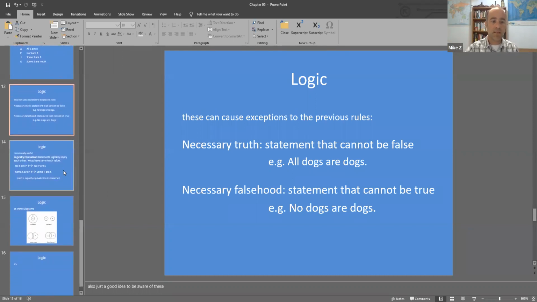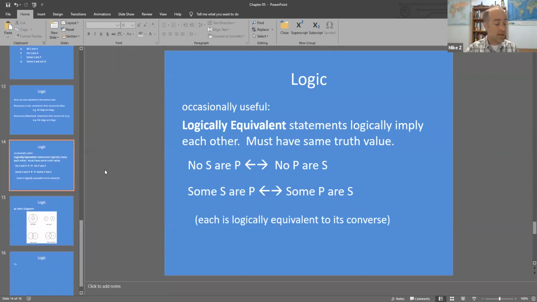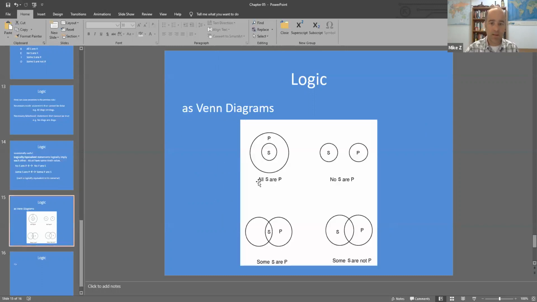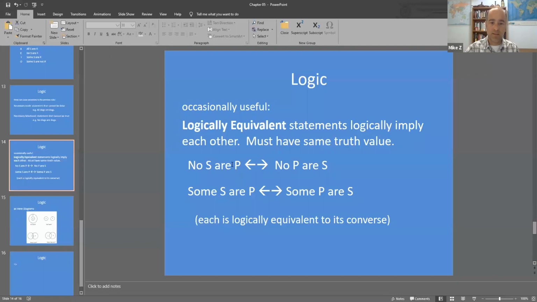Here's another concept to mention that is important to know about: logical equivalence. This is when we have 2 statements that logically imply each other. So they must always have the same truth value, right? If one of them is true, then the other one's got to be true. If one of them is false, then the other one's got to be false. So no S's are P and no P's are S's, that one's pretty obvious, right? I'm going to hit the Venn diagram here. So on the left, no S's are P. Well, let's say that's true.